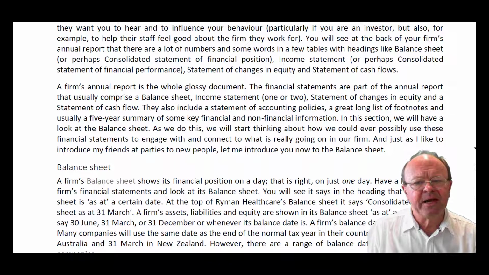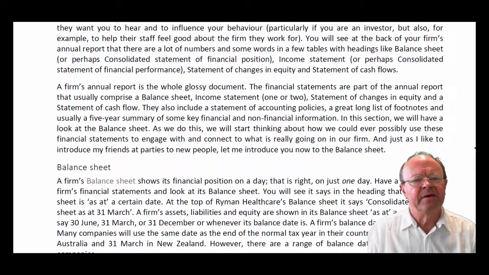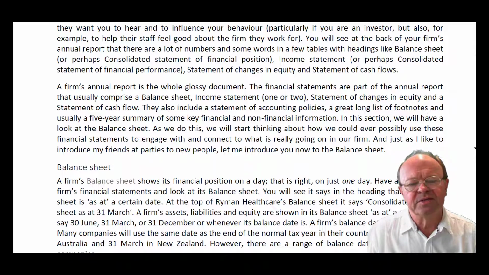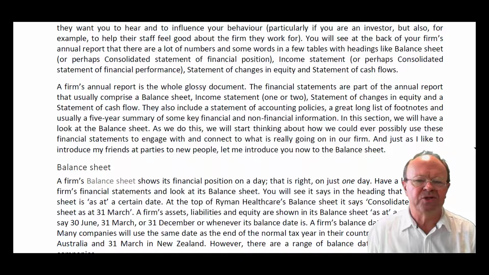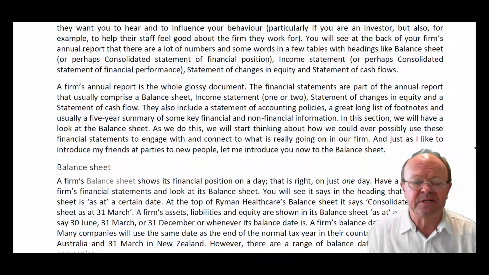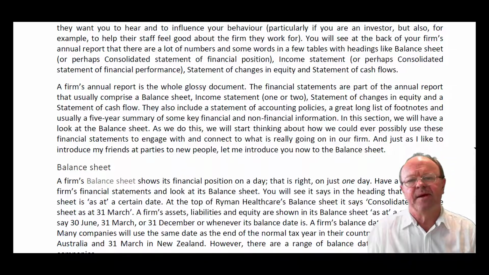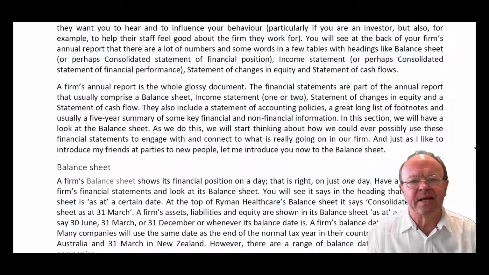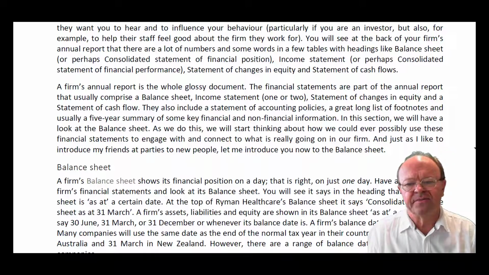You will see at the back of your firm's annual report that there are a lot of numbers and some words in a few tables with headings like balance sheet, or perhaps consolidated statement of financial position, income statement, or perhaps consolidated statement of financial performance, statement of changes in equity, and statement of cash flows.